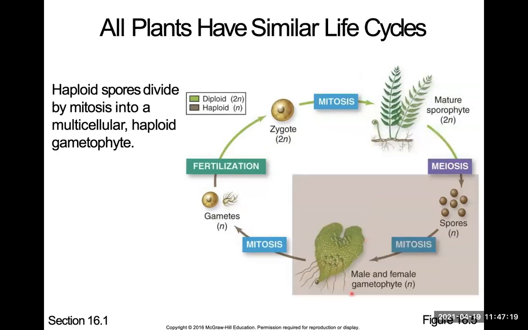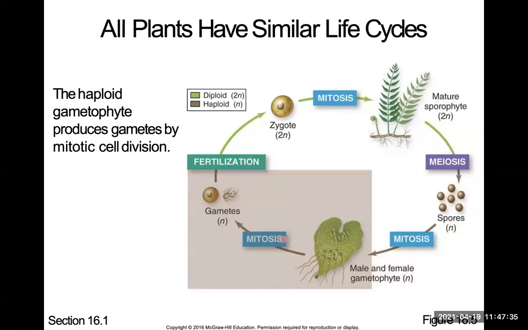When it starts to grow, we call it a gametophyte, because this is the stage that's going to make gametes. This is also 1N because spores were 1N. So haploid spores fall and turn into gametophyte. It grows. Then it goes through mitosis again, and it's going to make gametes. Gametes are going to be egg and sperm.